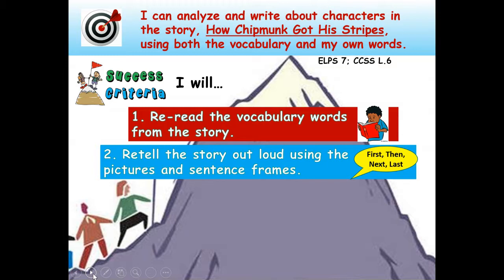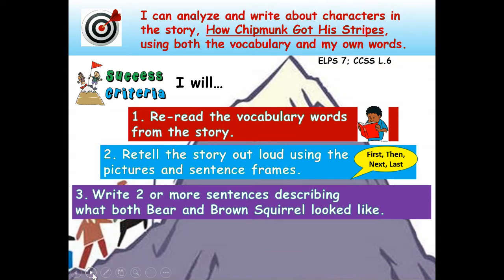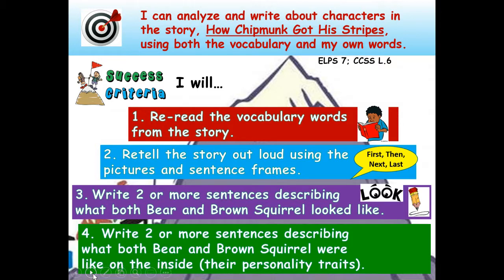Then I will write 2 or more sentences describing what both Bear and Brown Squirrel looked like. So you're going to write 2 or more sentences about Bear, what he looked like, and then you're going to write another 2 sentences describing what Brown Squirrel looked like. And then finally, you're going to write 2 or more sentences describing what both Bear and Brown Squirrel were like on the inside, their personality traits.